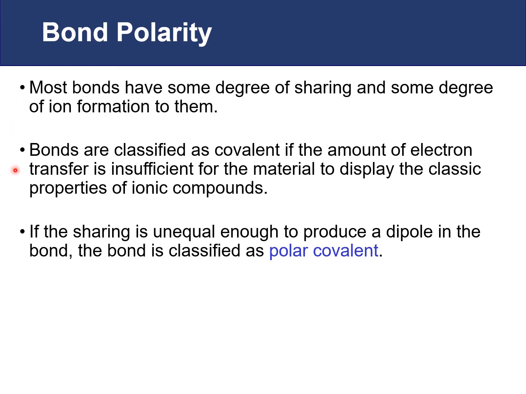These bonds are classified as covalent if the amount of electron transfer is insufficient for the material to display what we would classically think of as ionic properties. If the sharing is unequal enough to produce a dipole in the bond, then the bond is classified as a polar covalent bond.